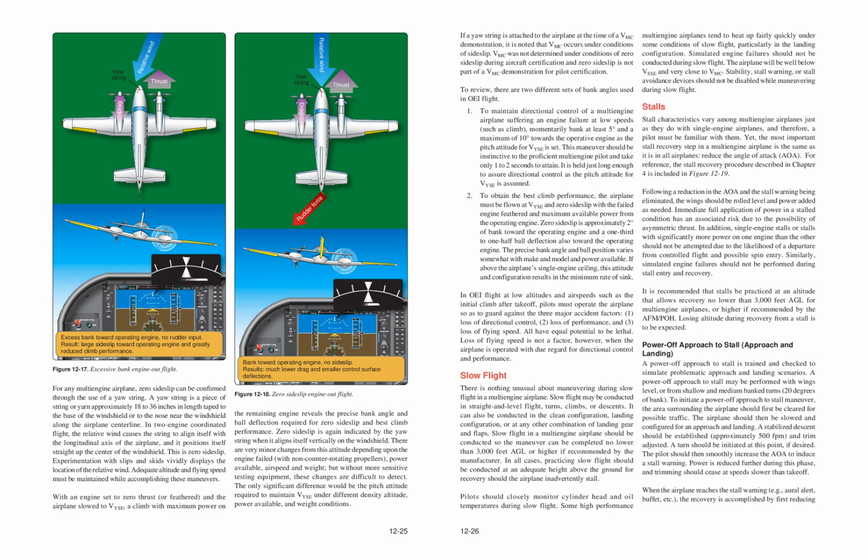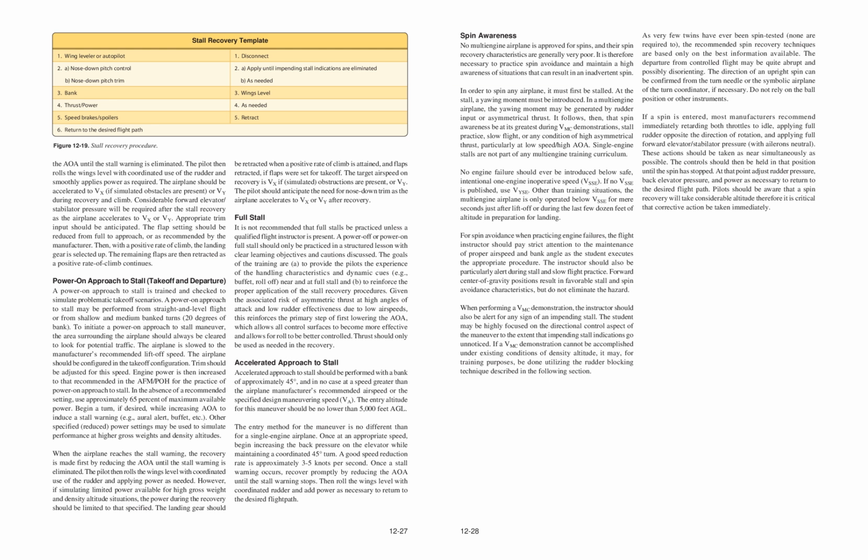1. Wing leveler or autopilot. 2. A. Nose down pitch control. B. Nose down pitch trim. 3. Bank. 4. Thrust/power. 5. Speed brakes/spoilers. 6. Return to the desired flight path. Stall recovery template. 1. Disconnect. 2. A. Apply until impending stall indications are eliminated. B. As needed. 3. Wings level. 4. As needed. 5. Retract. Figure 12-19. Stall recovery procedure.